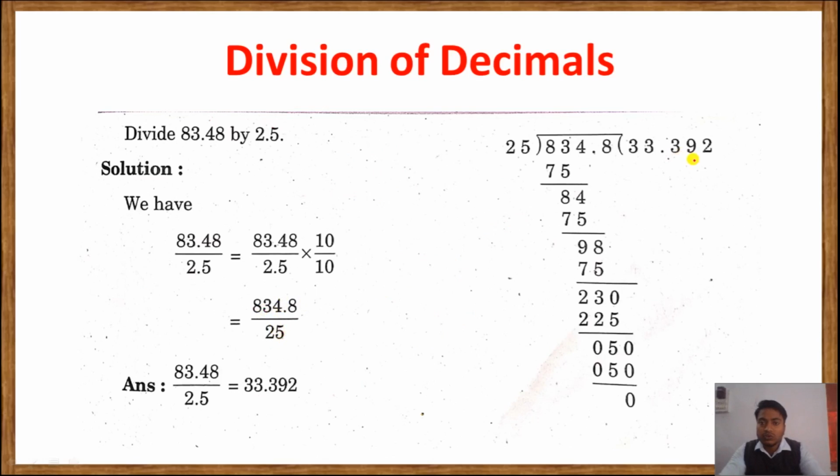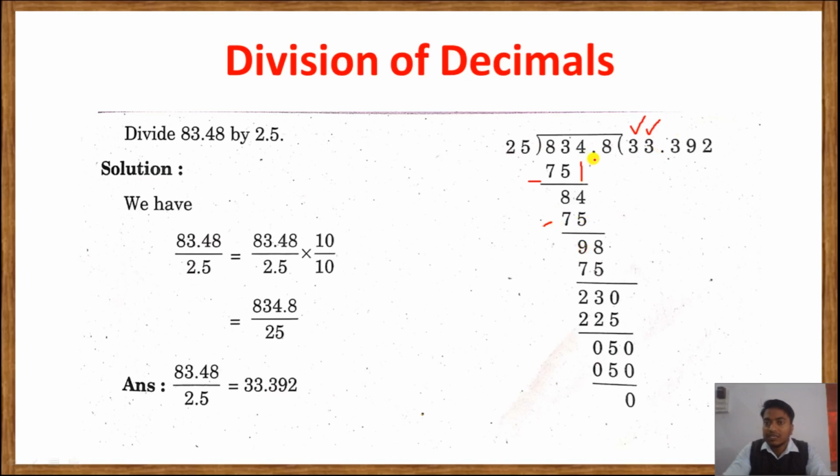Now let me show you how to divide. First we'll take a two digit number. Here we have 83 and here we have 25, so easily we can divide. First it will go 3 times. 25 into 3, 75. When we subtract, we'll get 8. Now bring down this 4 here. Now again it will go 3 times. 25 into 3, 75. When we subtract, we'll get 9.